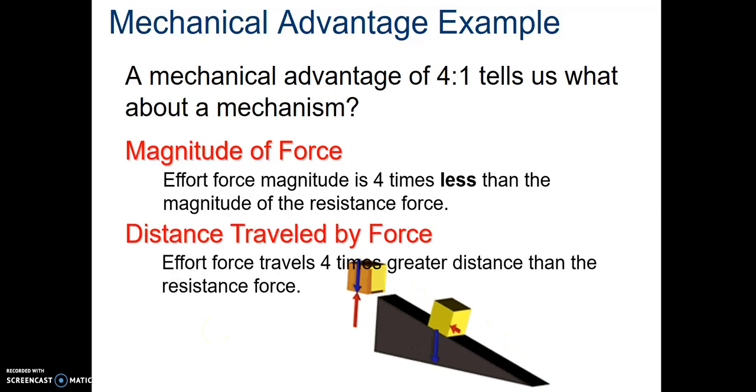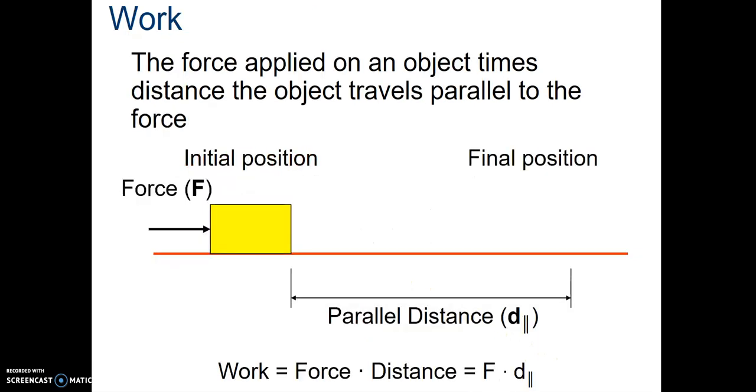But what does it tell us about the distance? Well, it tells us that the distance here is 4 times bigger than the distance of going straight up and down. So it takes less force, but it takes a greater distance to work with. And force and distance together is talking about work.